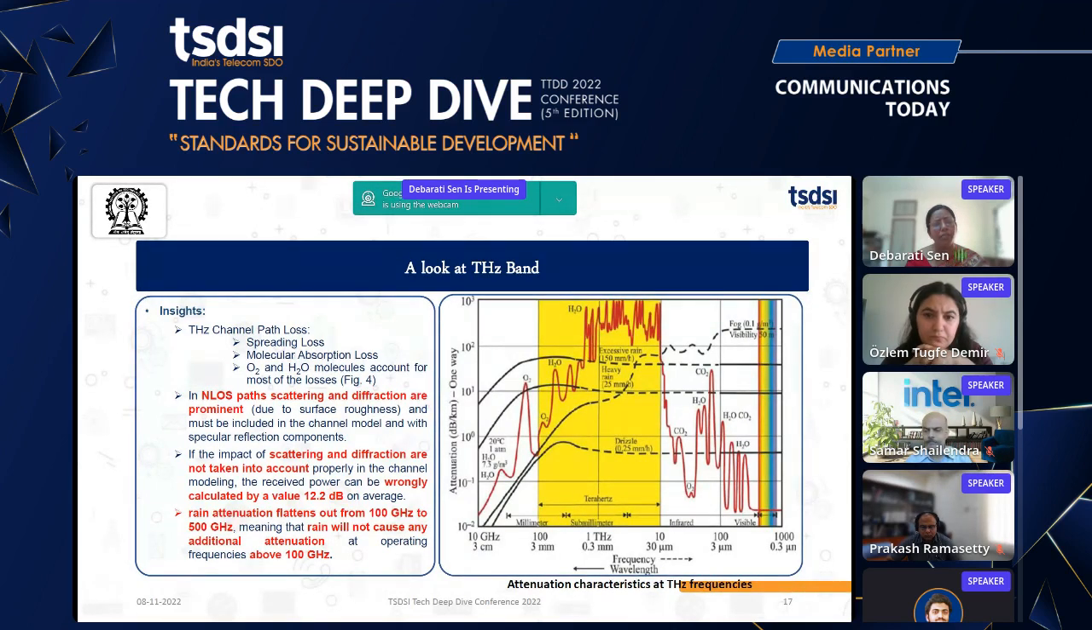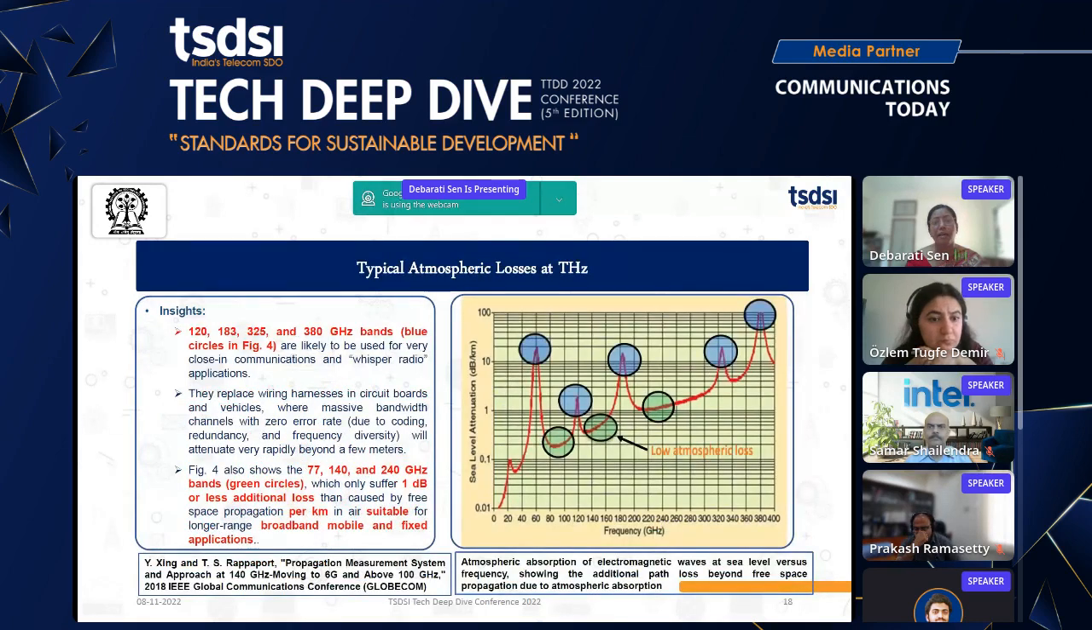From the rain attenuation perspective, it will not cause much additional attenuation close to 100 gigahertz and up to 140 gigahertz. There are several other bands like 120, 183, 325 and 380 gigahertz, where different kinds of atmospheric losses can be visualized if I go above. So it is just about the optimal choice of bands within the wide range of terahertz bands available. That should be matched with the kind of applications we are targeting, but multiple such pockets can be chosen for our system design.